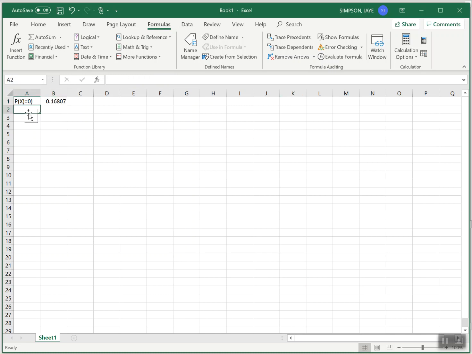So I believe the next question that we were asked is, what is the probability that no more than 2 adults have a degree? So here we're looking at the probability that X is less than or equal to 2.